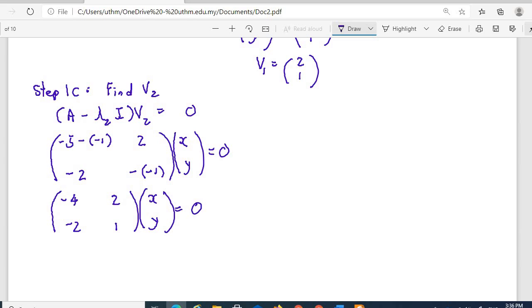You notice row 1 you divide by 2, put back into row 1. No changes on your row 2. So row 1 divide by 2: negative 4 divide by 2, you get negative 2, 2 divide by 2, you get 1. So no changes on your row 2.